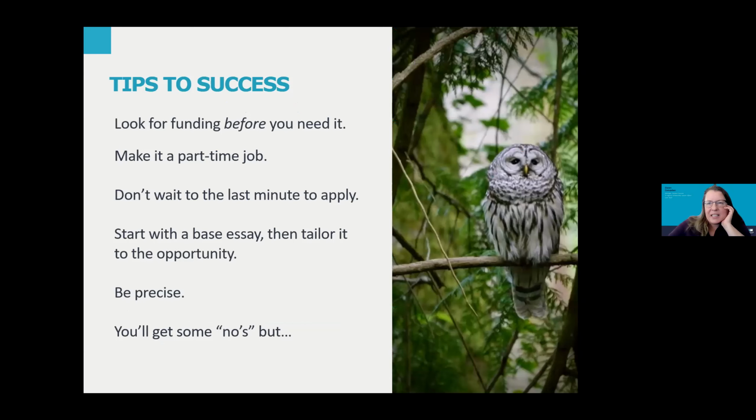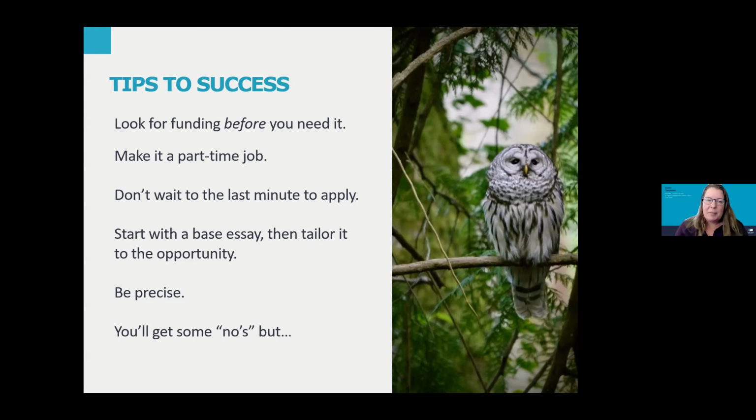So, tips to success when you're applying for awards: look for funding before you need it. I know you can run into emergency circumstances, but you should be able to do a budget and foresee where the pinch points are going to be in your educational journey, and make sure that you mitigate that as much as possible before you get there. Because honestly, tuition and living, those are very predictable. They shouldn't end up being emergencies.